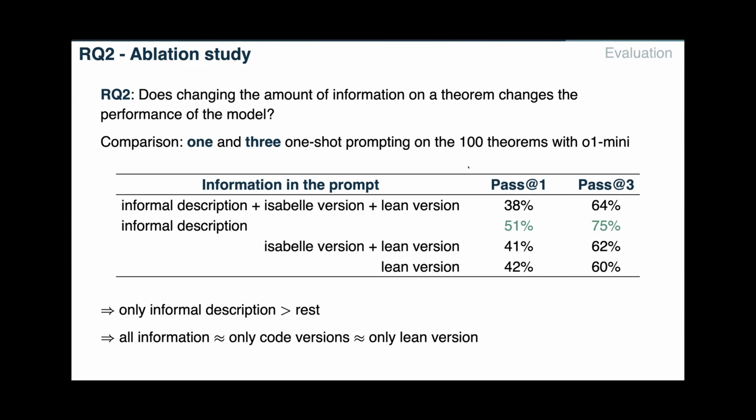And surprisingly, we see that giving only the informal description to the model yields the best results. It's quite strange considering that Lean and Rocq have pretty similar syntax. And so when adding the Lean version, all the remaining setups yielded approximately equivalent results.